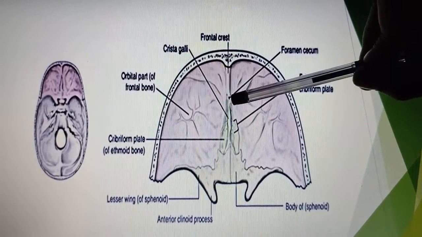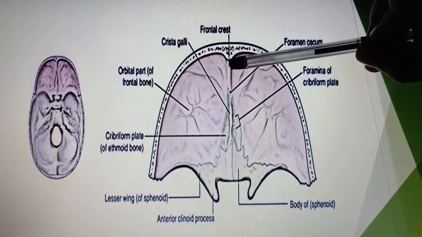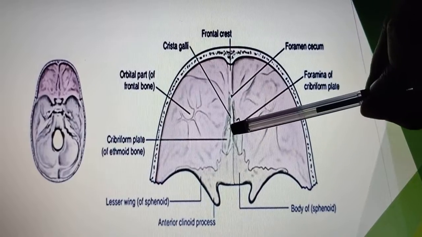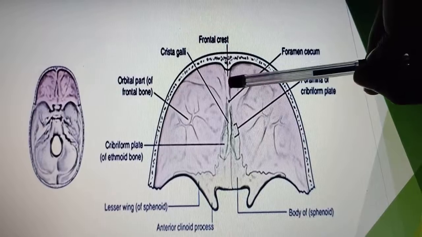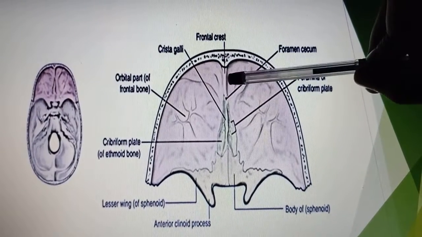Then anterior to the foramen cecum, we can see a vertical crest of the frontal bone. This is known as the frontal crest. We said that the tooth-like projection is the crista galli, and here we can see the frontal crest. This also gives the attachment of the falx cerebri.